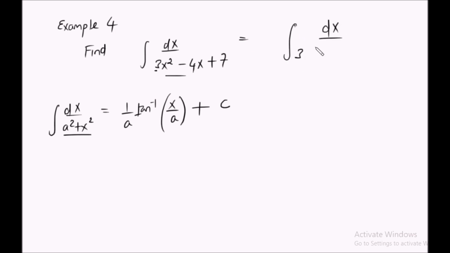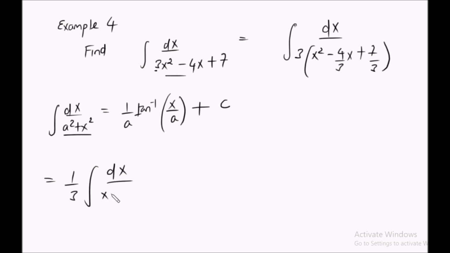So if I factor out 3, I will have x squared minus 4 over 3x plus 7 over 3, so that my x squared has a coefficient of 1. Since the 3 is a constant, I can take it outside. So it becomes x squared minus 4x over 3 plus 7 over 3. At least now I have removed that, but it is still hard because instead of x squared plus a squared, I have x squared plus other terms.